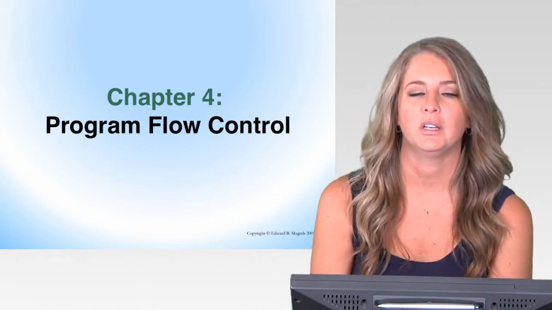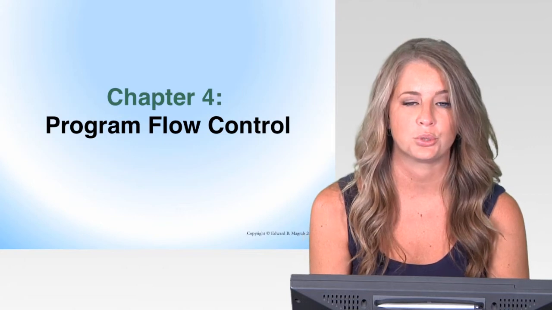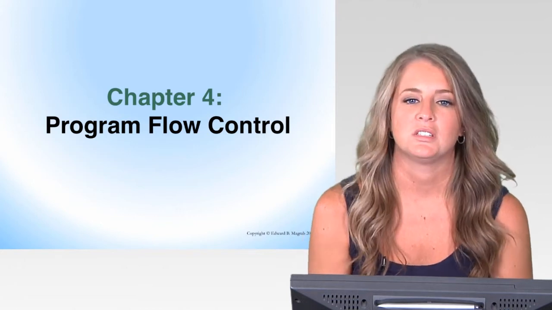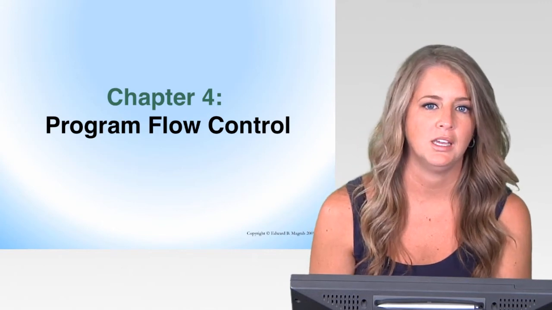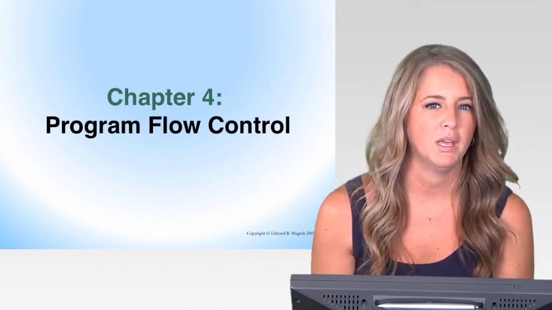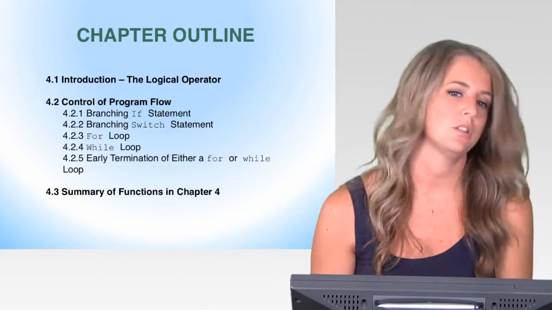Everyone. Today we're going to be going over Chapter 4 from your textbook on program flow control. So basically this is just different methods that we can use to influence the output of a program depending on conditions that we specify. So as usual, here's our chapter outline.